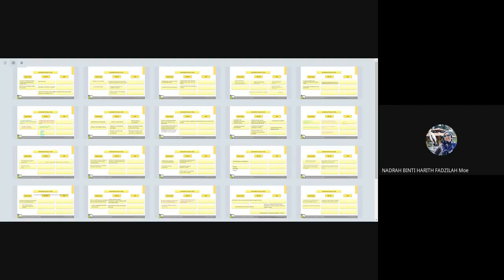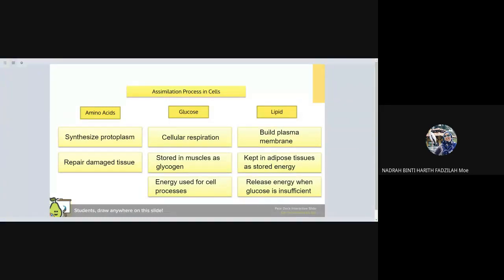Okay, very good. You are on the right track over here. Ha, memang apa untuk glucose, there are three assimilation processes in the cells. Dua untuk amino acids and tiga untuk lipid. Okay, mari kita tengok satu persatu.